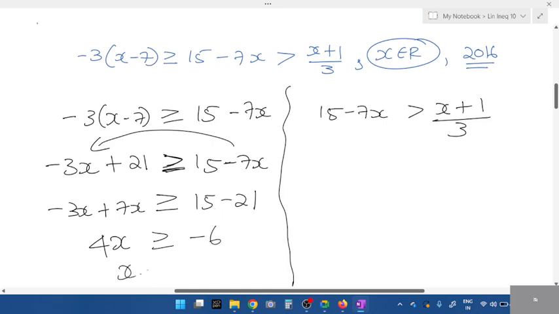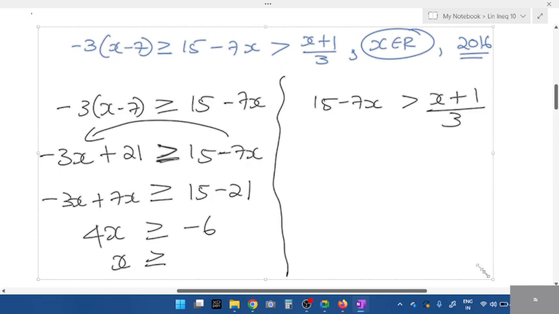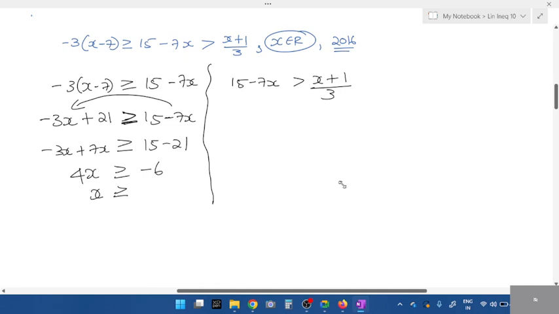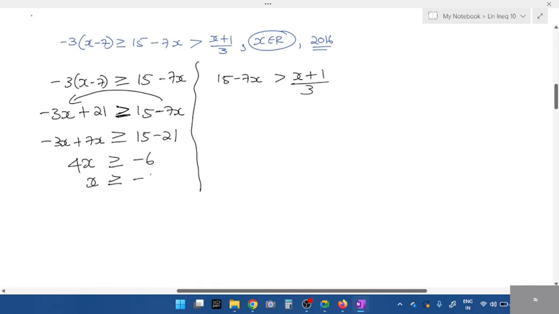Positive 4x greater than, what's the answer you all got? Minus 6. X is greater than, are we dividing positive 4 or negative 4? It's positive, yes. 4 is positive, the sign will not change, it remains as it is. So x by 4. X is greater than, when you divide, what did you all get, students? 3 by 2 is how much? 1 point 5. Always keep it in decimal, okay? Keep it in decimal, it is easy to calculate, plot it on number line. X is greater than equal to minus 1.5, first question.